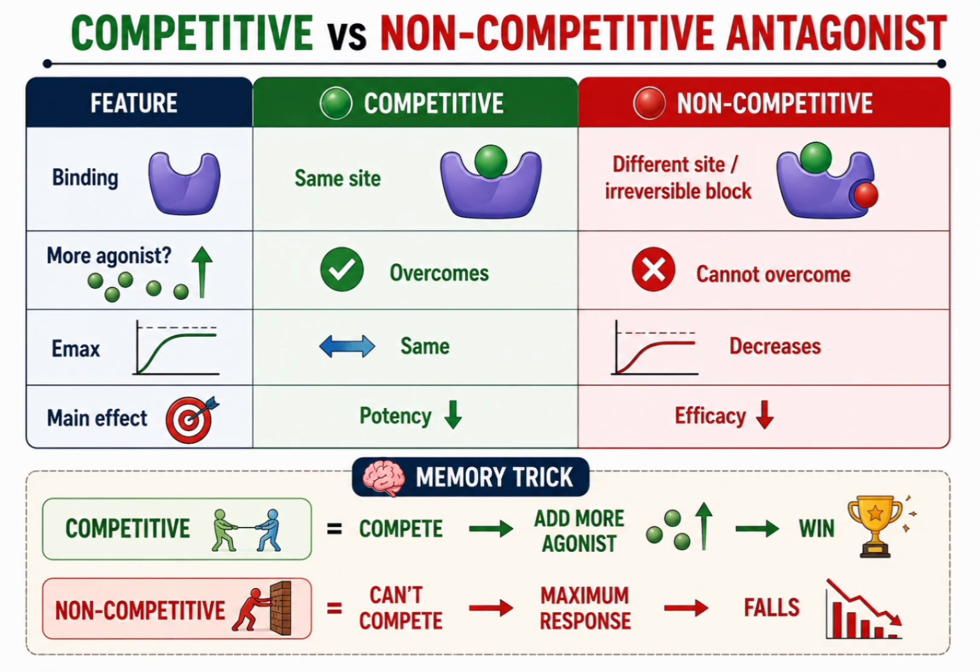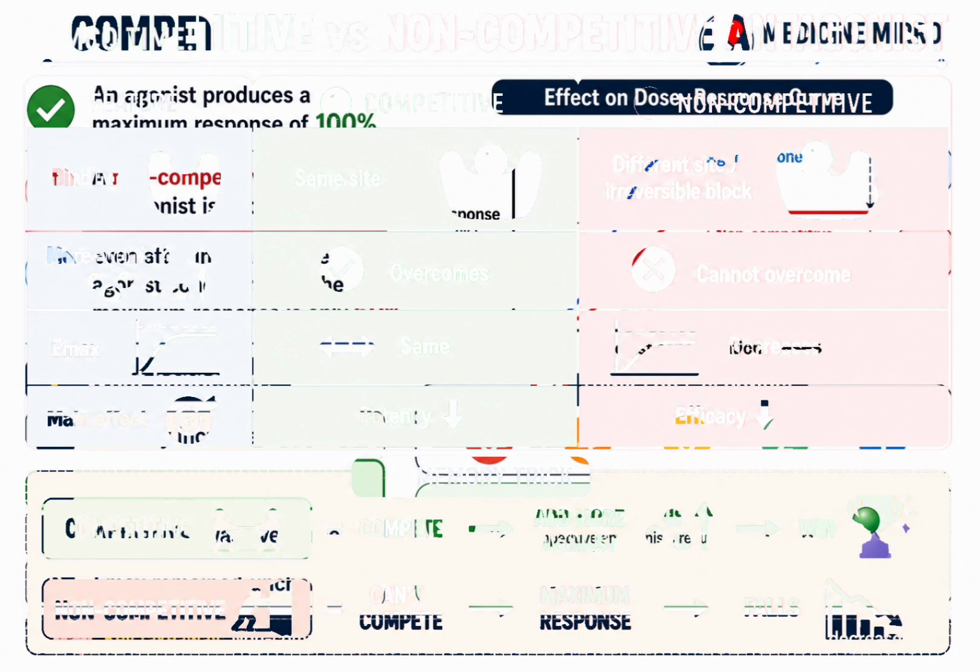Now compare the two. A competitive antagonist competes with the agonist for the same binding site. So if we increase the agonist concentration, the agonist can overcome the antagonist. But with a non-competitive antagonist, increasing agonist concentration cannot restore the maximum response. Therefore, competitive antagonism decreases potency, while non-competitive antagonism decreases maximum efficacy.